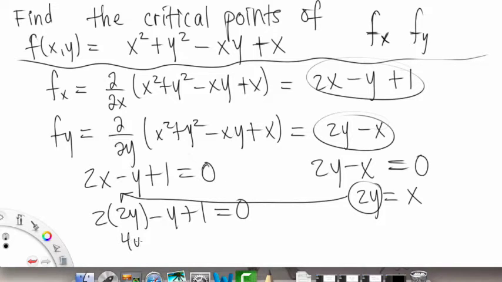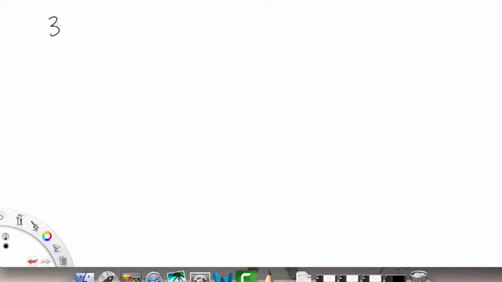Then we have a 4y minus a 1y plus 1 is equal to 0. So that turns into a 3y. I'll just continue this on the next slide, okay? So we have 3y plus 1 is equal to 0, so y is equal to negative 1 over 3.